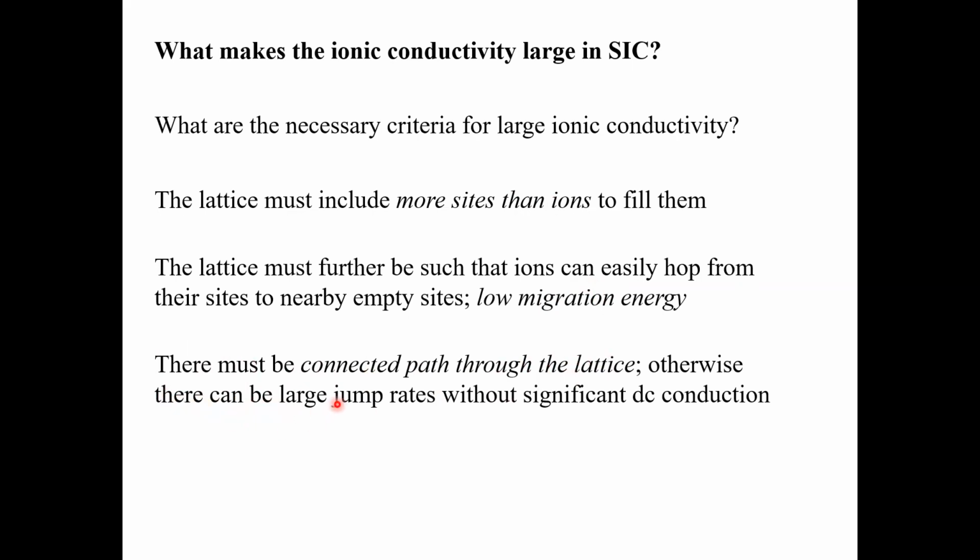And then the third criterion, which is a very important criterion, is that there must be a connected pathway through the lattice. Otherwise, there can be large local jump rates without significant DC electrical conduction. If you're looking for DC electrical conduction, the ions that move from one electrode all the way to the other electrode will contribute to DC conductivity. But if the ions are moving locally, make a few jumps, and then get into a deep hole and cannot move any further, they are not going to contribute to DC conduction. So this is an important criterion.